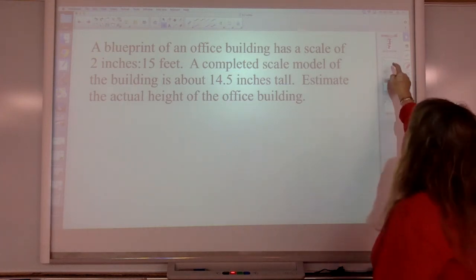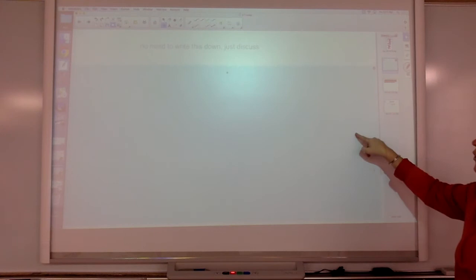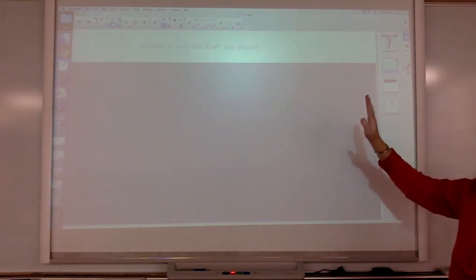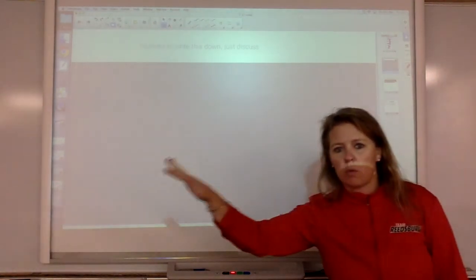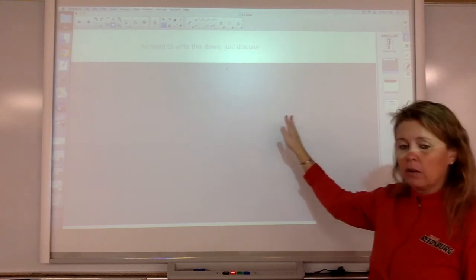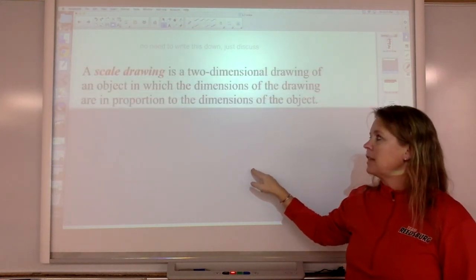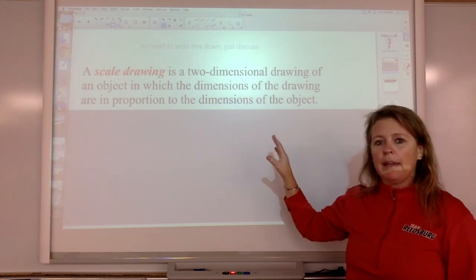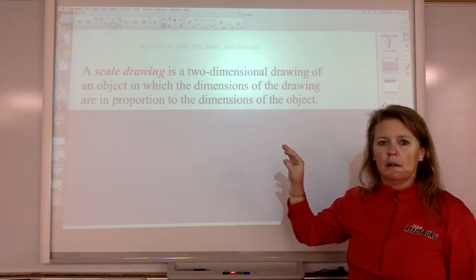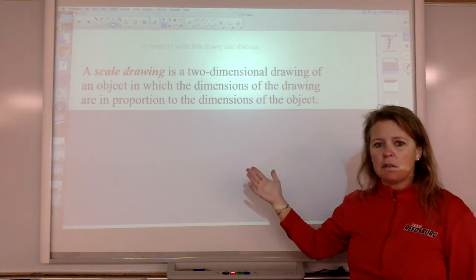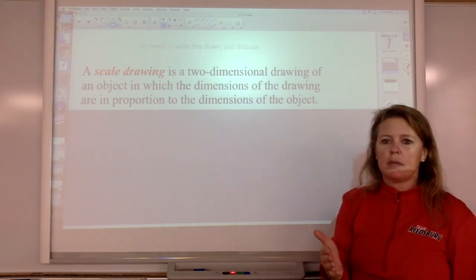Before we do that, I'm going to go through. No need to write this down, please. Don't write this down. Just follow along. I'm just going to touch on some vocabulary. If you're asked about a scale drawing, it's a 2-dimensional drawing of an object in which the dimensions of the drawings are in proportion to the dimensions of the object.